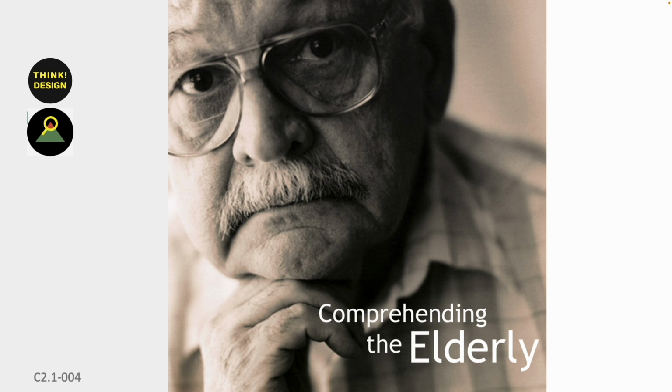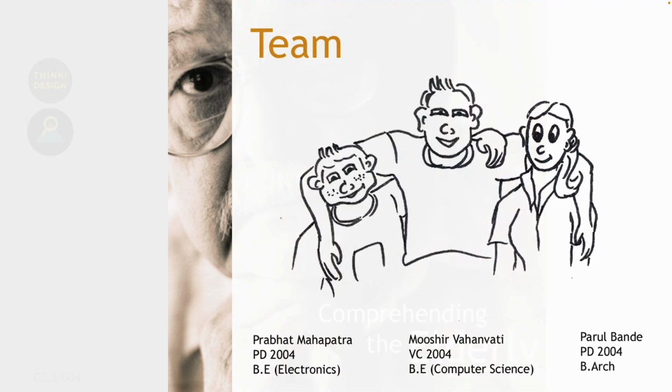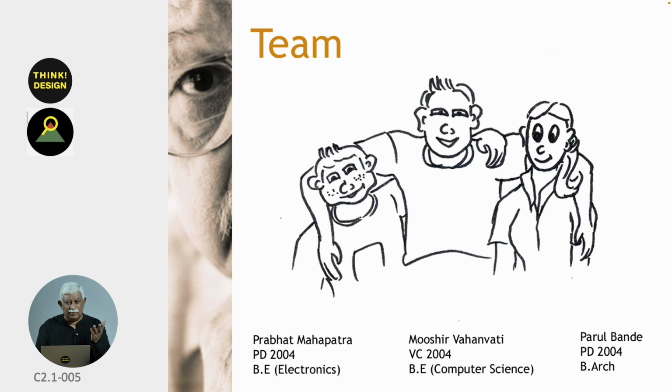You need to initially comprehend being elderly, done by a batch of 3 students. Prabhat here, who is doing product design, comes from a background in electronics. Mushir, doing communication design, comes from a background of computer science. And Parul, doing product design, comes from a background in architecture.